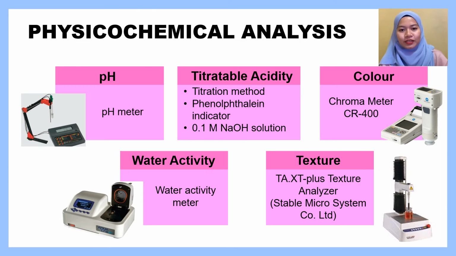For the physical-chemical analysis, the pH meter will be used to determine the pH of the yogurt sample, and then the titratable acidity will be measured by using the titration method that includes phenolphthalein indicator and 0.1 mol sodium hydroxide solution. And then for the color determination, I will use the Chromameter CR400 series.